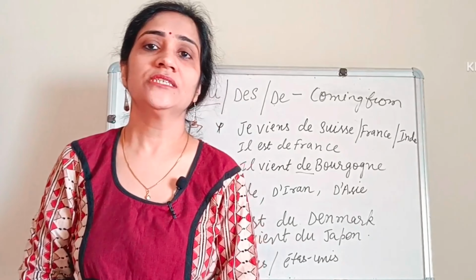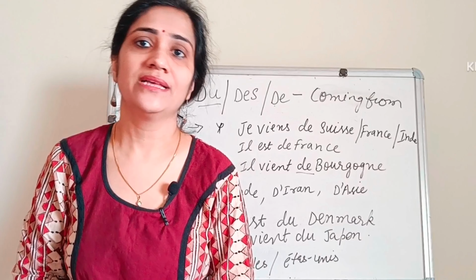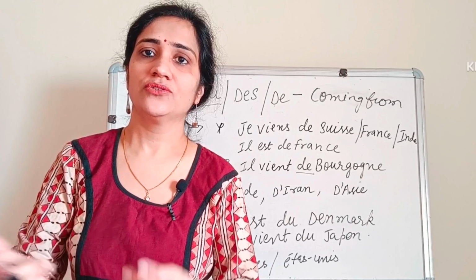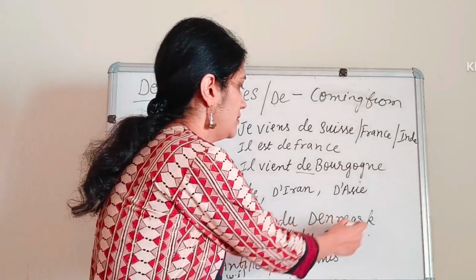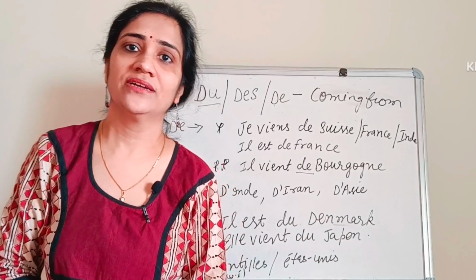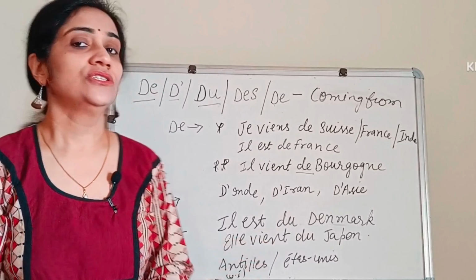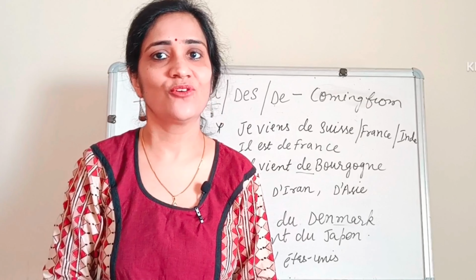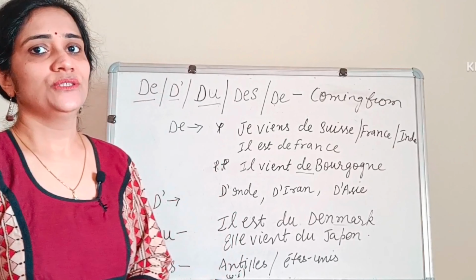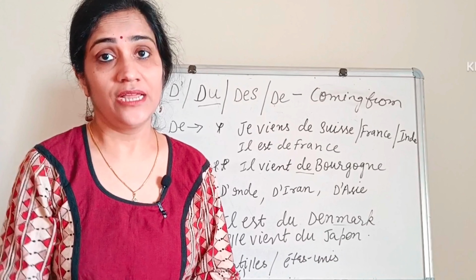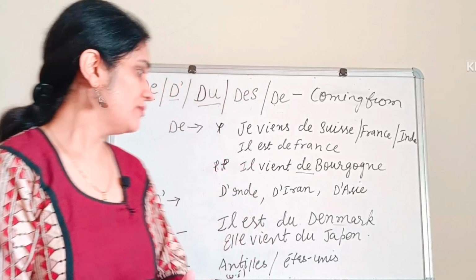Now the next is DU, where we have to use DU. DU must be used with all the masculine gender countries, referring to coming back or belonging to, like here, Danemark. Denmark is a masculine gender country. So, il est du Danemark. He is from Denmark, that means he belongs to that country. Il est du Danemark.